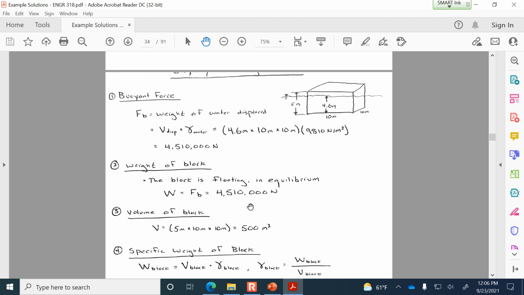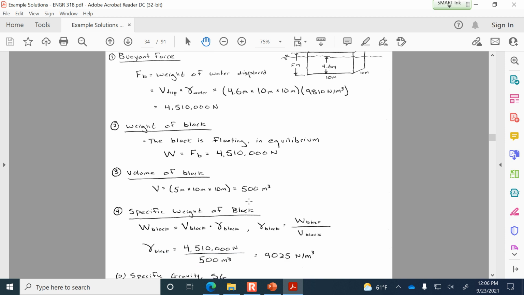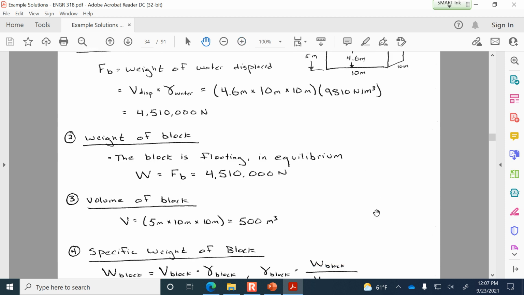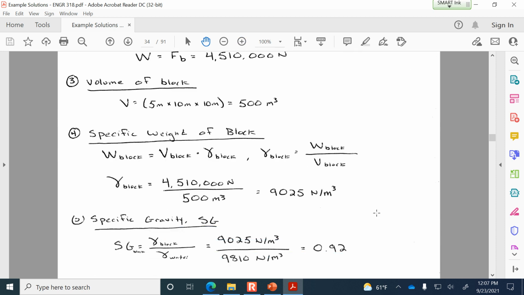So now if I want to know the specific weight of the block, if I want to know gamma of the block, it's going to be the weight divided by the volume. So 9025 newtons per meter cubed is the unit weight of this block. And then the specific gravity is simply that divided by the gamma for water. So 0.92.